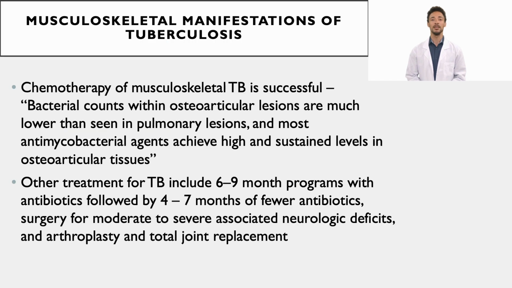The treatment for musculoskeletal TB predominantly involves chemotherapy and is often successful due to lower bacterial counts in osteoarticular lesions compared to pulmonary lesions. This approach is supplemented with a 6 to 9 month program of antibiotics, reduced to 4 to 7 months depending on the patient's condition. In some cases, patients might need surgery for associated neurologic deficits, arthroplasty, or a total joint replacement.